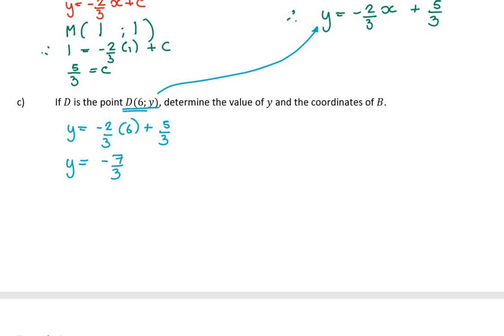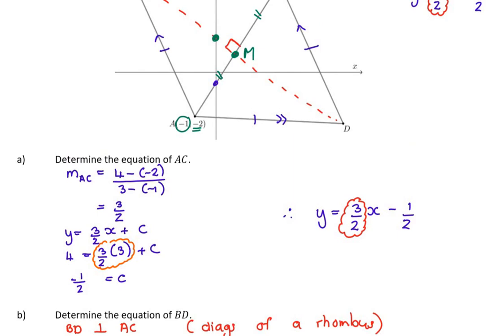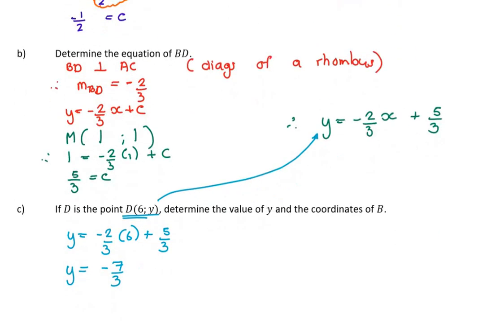Now again, is that possible? Well, negative 7 over 3, well, 6 over 3 would be negative 2. So negative 7 over 3 is just below negative 2. And if this is at negative 2 at A, it does make sense that this would be just below that, because it's slanting slightly downwards. So that does look possible.